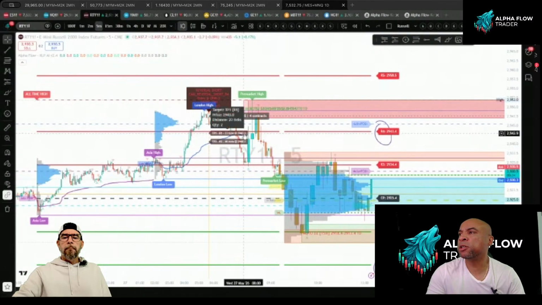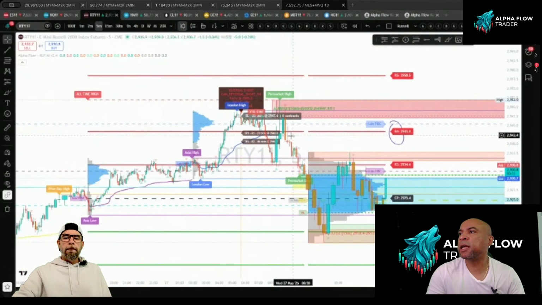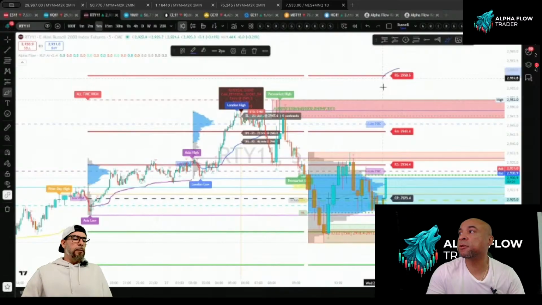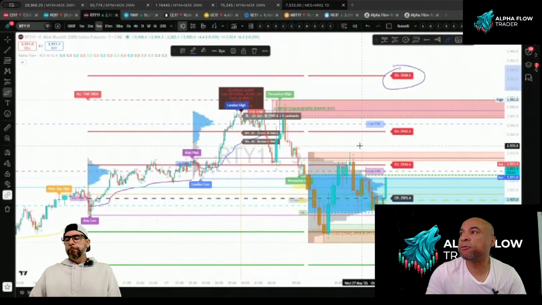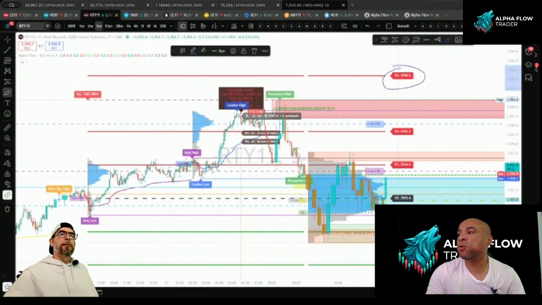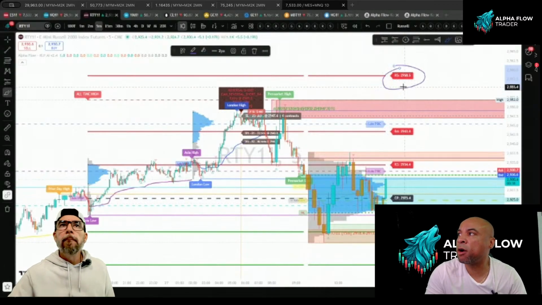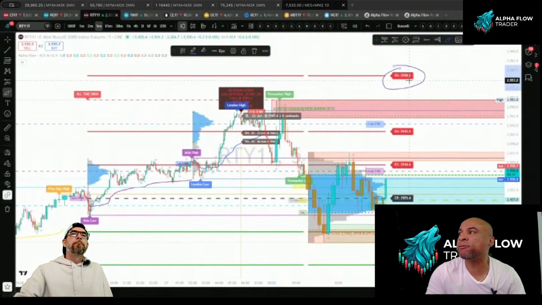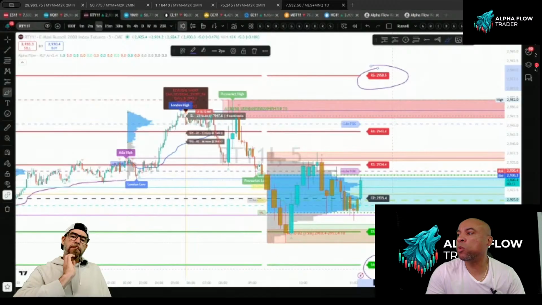And R4 has been touched already today. Honestly, guys, R4 has been touched already today. I would actually skip over R4, and I would wait to see if you get it to R5. R5 is a fresh level. R5 at 2958.5 would be in play for me, and S4 at 2907.4 would be in play.